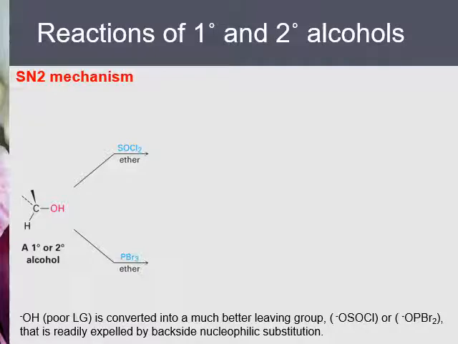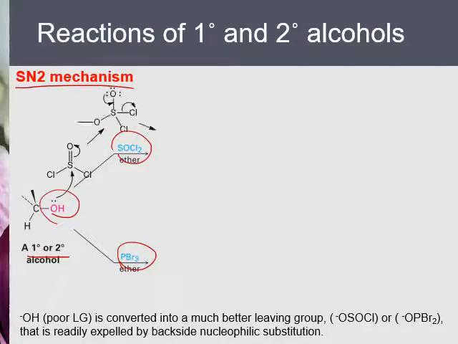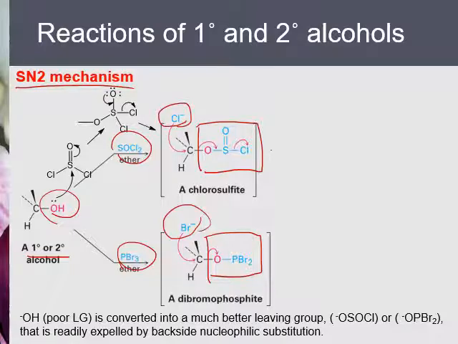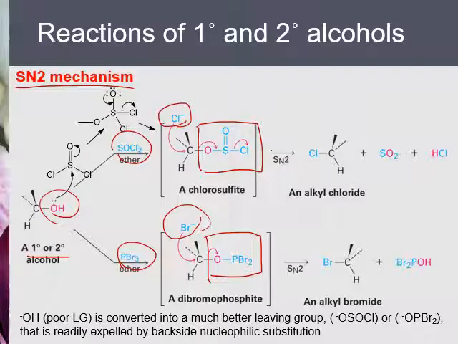If the alcohol is primary or secondary, thionyl chloride or phosphorus tribromide are needed. The reaction undergoes SN2 mechanism. First, hydroxy, a poor leaving group, is converted to a better leaving group. So this is a good leaving group, and this is also a good leaving group. The second step, chloride or bromide attack on the back of the leaving group, leaving group leave at the same time, and give you the final alkyl chloride or bromide products.